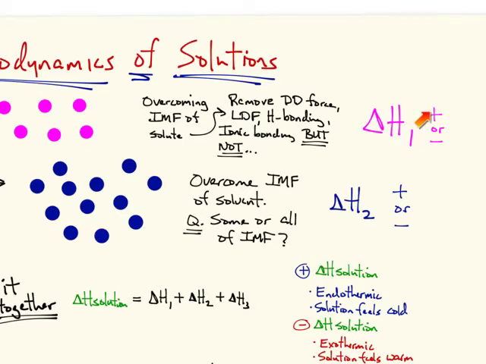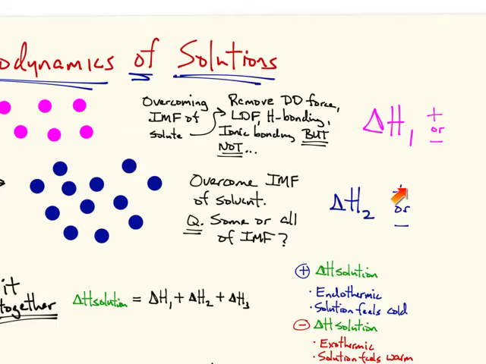Similarly, for the solvent, you're overcoming the intermolecular forces of the solvent. Now, you're removing some of the intermolecular forces, not all of it, right? You're not getting rid of all of the IMF in the solvent, otherwise you would do what to the solvent? You'd boil it, of course. And that's not what we're doing. We still have liquid water, so we're not boiling it. We're getting rid of a decent chunk of the IMF, just not all of it. And again, that delta H is going to be positive.